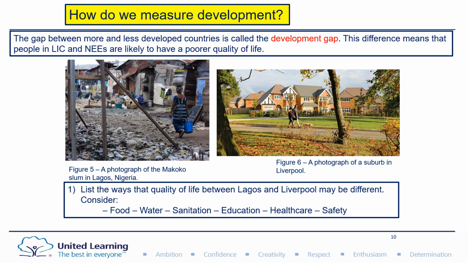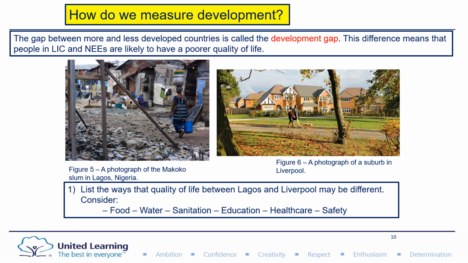Right, so when we talk about development, there's often this thing called the development gap, the gap between the wealthy and the poor, the low-income country and the high-income country. If we just look at these two pictures, figure 5, a slum in Lagos and Makoko, and figure 6, a suburb of Liverpool, access to food is going to be higher in figure 6 than in figure 5. Water, in figure 5, people won't have clean water. They'll get cholera, there'll be a spread of disease. Whereas in figure 6, these houses will have clean piped water.